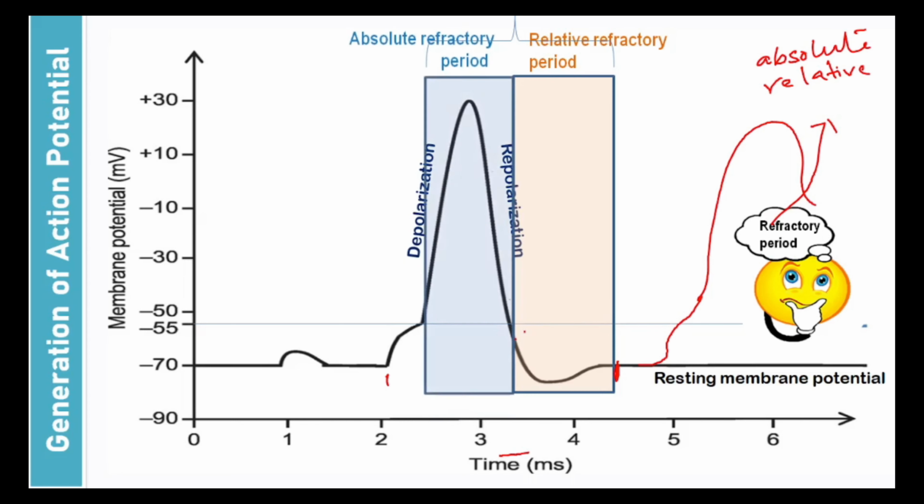And coming to the absolute refractory period, in this stage, in this time period, even a very strong stimulus cannot generate a second action potential. So during this period, even a very strong stimulus cannot generate another action potential.